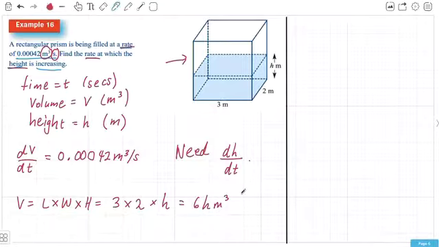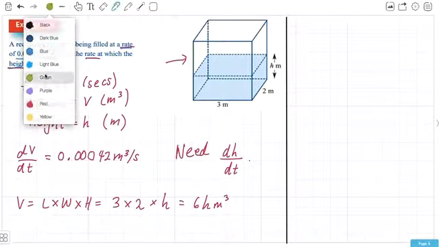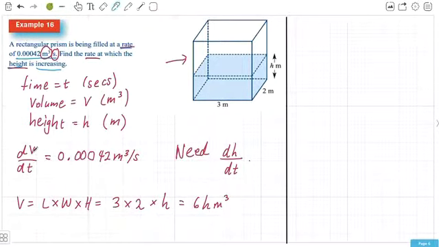So we'd have 6h meters cubed for V. Okay. Now I can see that I need dH and dt for my expression. And the first thing I do is I look at what I have. I've got dV, that's not useful, but I do have dt, so that's cool. That's part of what I needed.